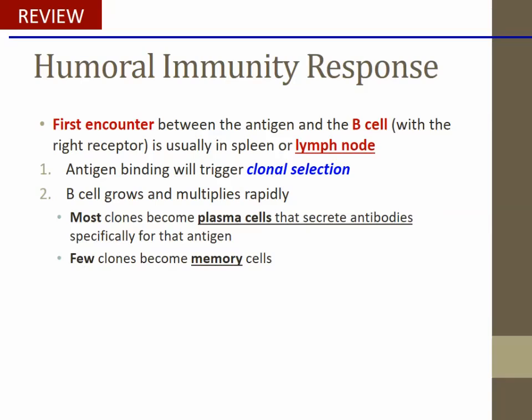Then the B cell will grow and clone itself to become mostly plasma cells that will then secrete antibodies. There's that same sequence we saw before. B cells, plasma cells, antibodies. Please know those three in a row. And then a few of the clones become memory cells that will tuck away in the lymph nodes again, or in the spleen.